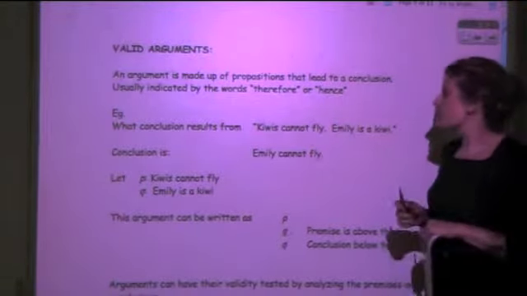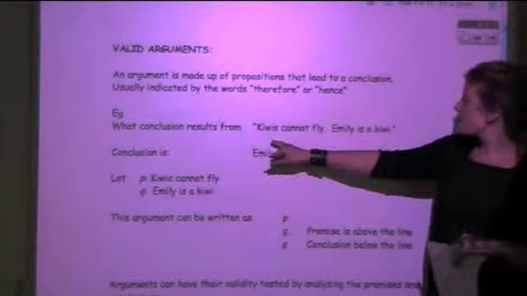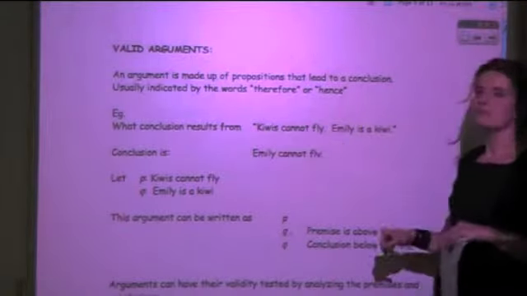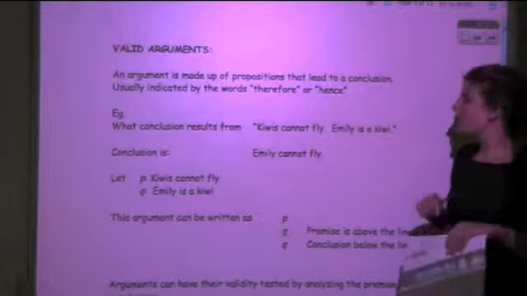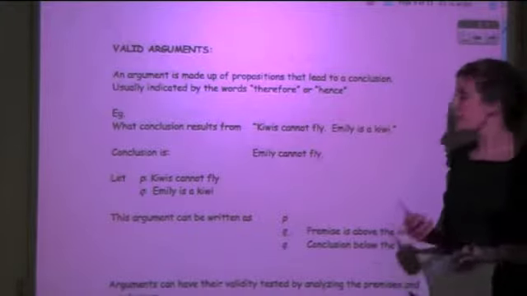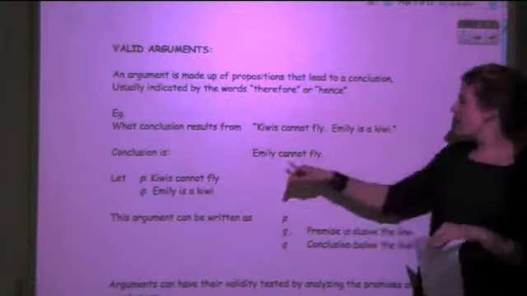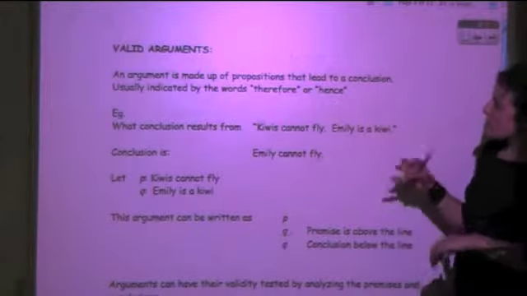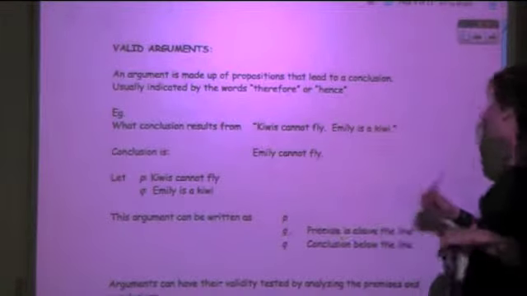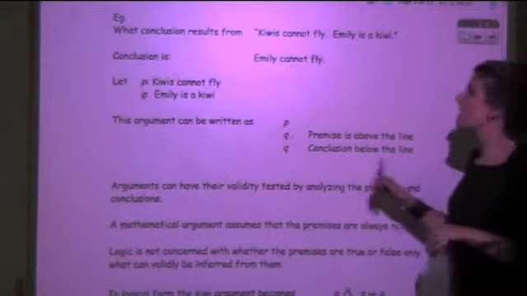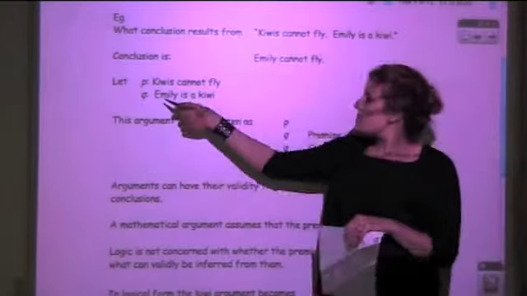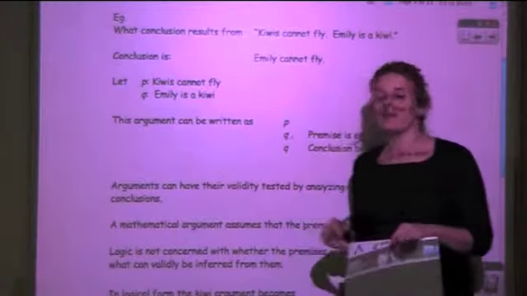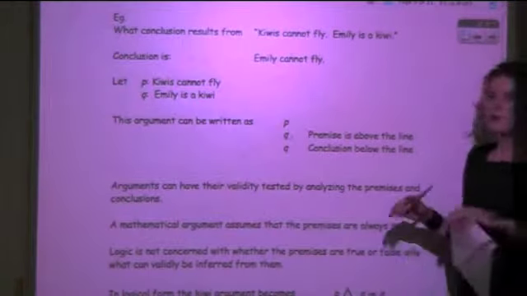What conclusions result from the sentences, Kiwis cannot fly, Emily is a Kiwi? What is the logical conclusion? Well, the logical conclusion is that Emily cannot fly. So how do we set this up with the language of logic? Well, we let our first proposition be P, that Kiwis cannot fly, and our second proposition is Q, that Emily is a Kiwi. And the argument can be written as this.